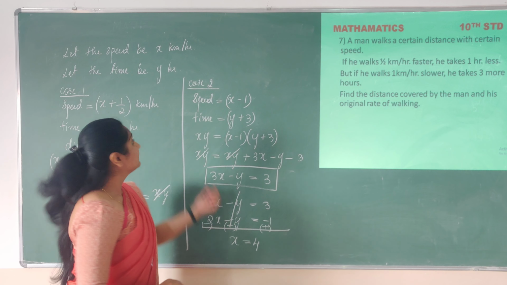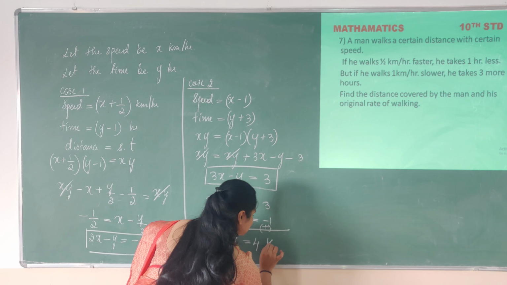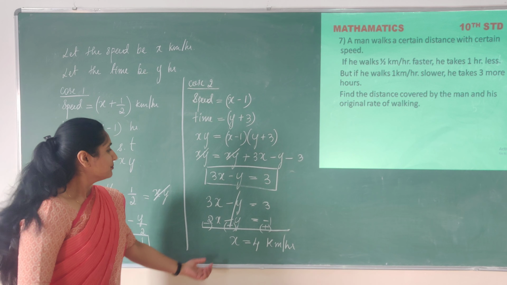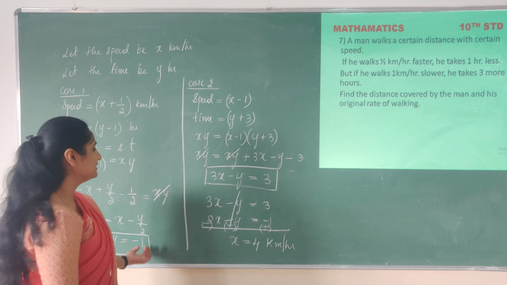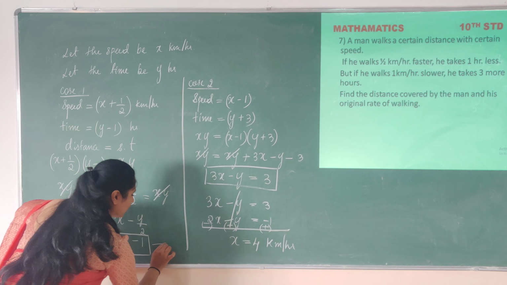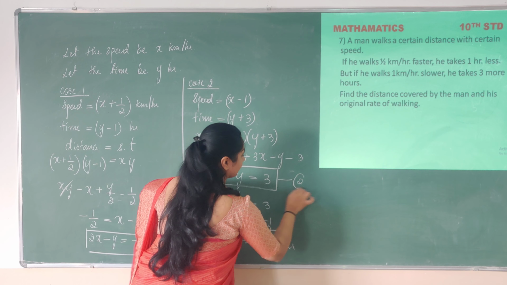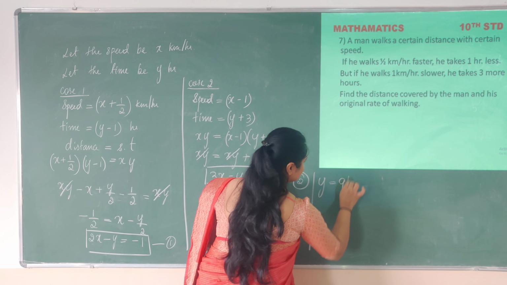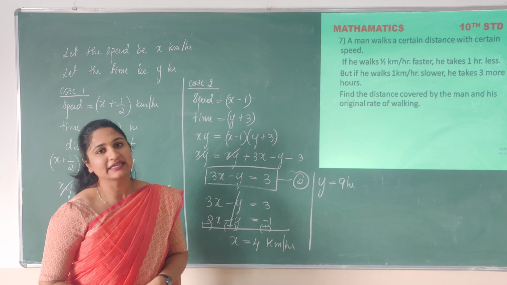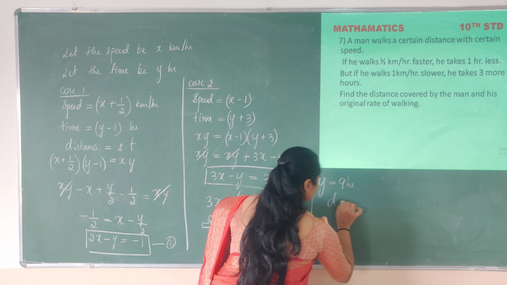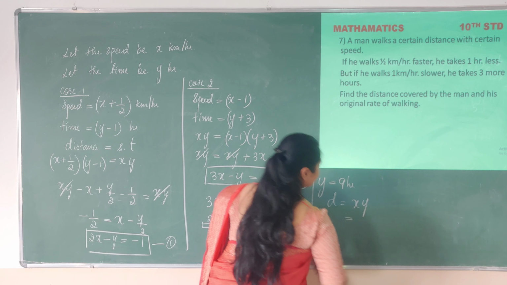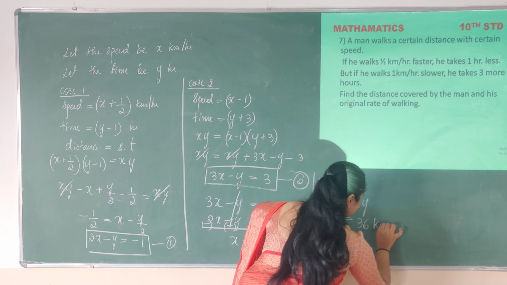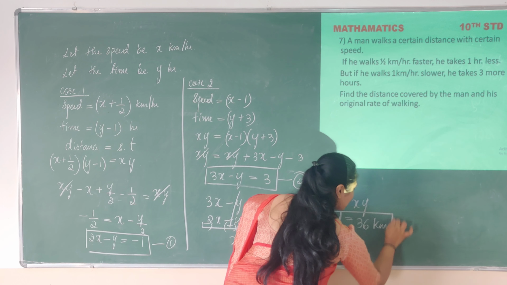That means x, which we have taken as speed, is 4 kilometer per hour. By substituting this x in either equation 1 or equation 2, you will get the value of y as 9 hours. Also in the question they are asking us to find the distance. Distance is speed into time, which is x into y, which is 9 into 4, so we will get 36 kilometers. This is the distance which is travelled by the man.